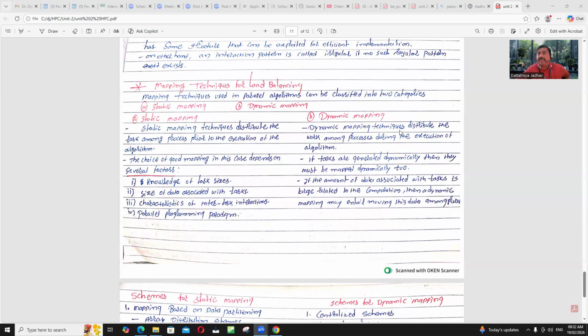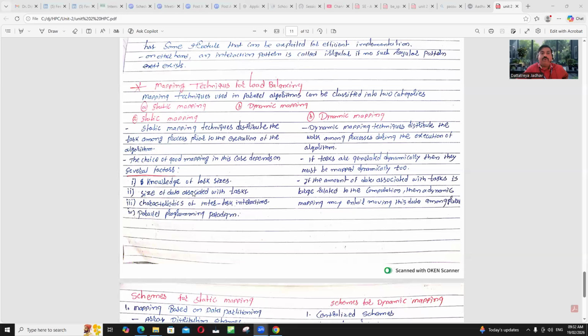But in the dynamic mapping technique, the work is distributed among the processes during the execution of the algorithm. At the time of execution, we can release and distribute the tasks because we do not know which task will be executed at which time. Depending upon the condition, the task will be done. But in static, it is a predefined task, so we can allocate the tasks previously.